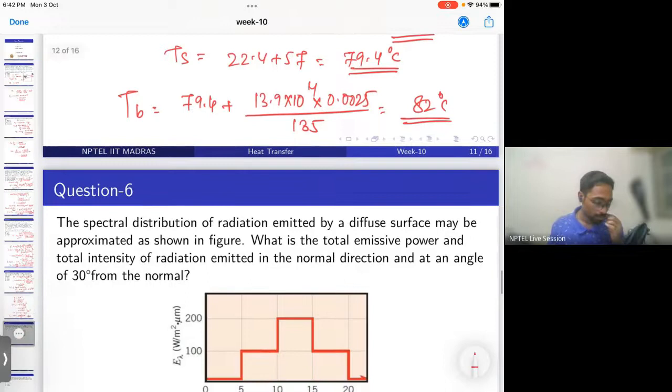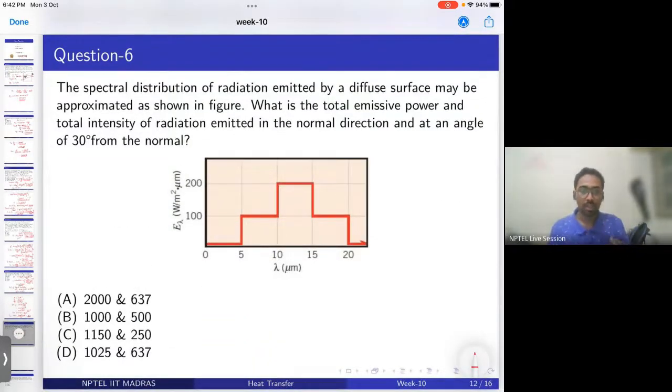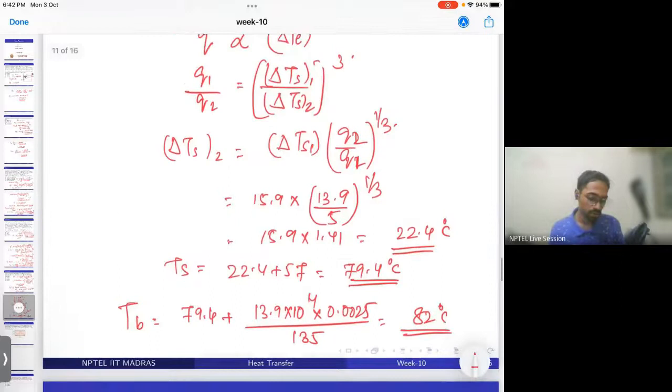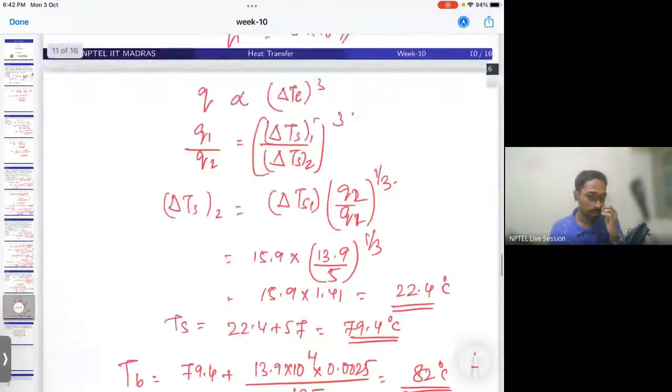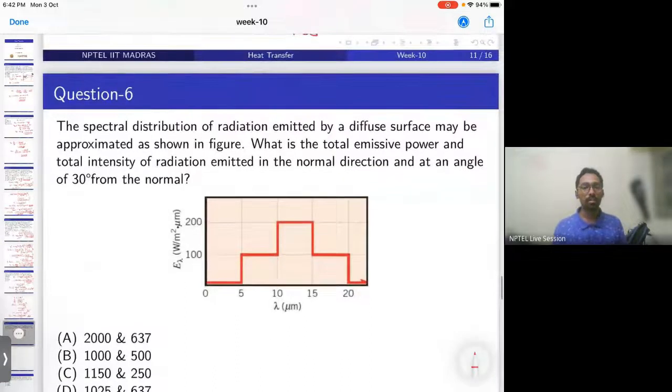So this was our fifth question. So next we will go to the sixth question. So this is from the radiation part. I hope this question was clear. So it was just application of Rohsenow's correlation, which we will be widely using for nucleate boiling heat transfer.